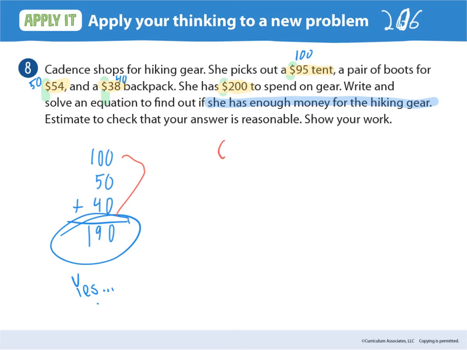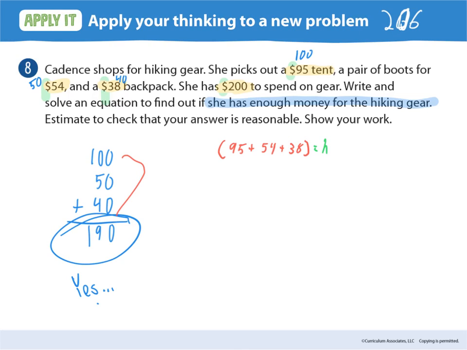So we're going to go, not 100, Mr. S. $95 plus $54 plus $38. And then we're going to subtract that number from 200, or we're going to compare it, see if it is less than 200, right? So let's take a look at this and see what we get. And this is going to equal a cost, or let's see, our hiking gear. We'll go with an H.